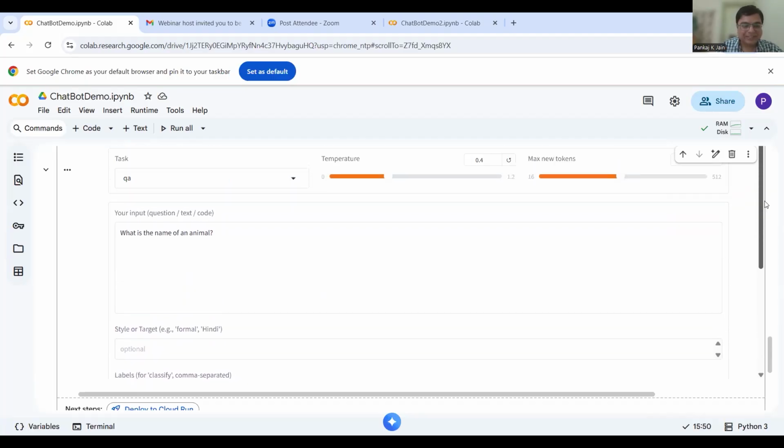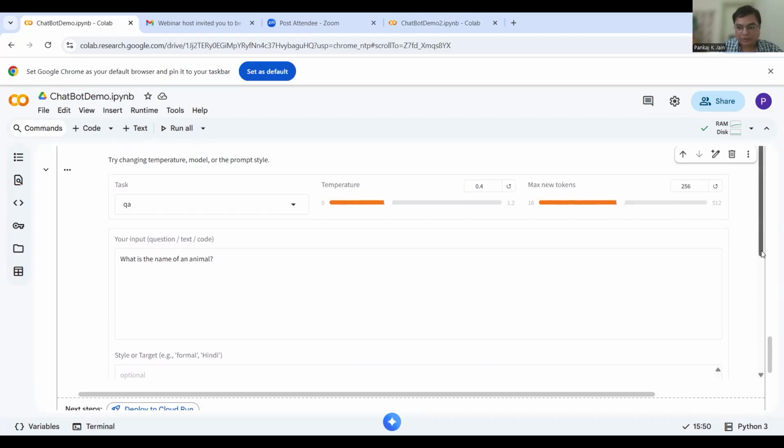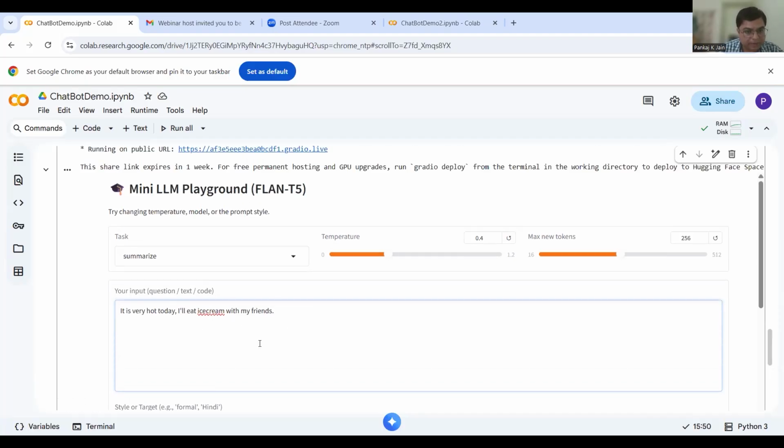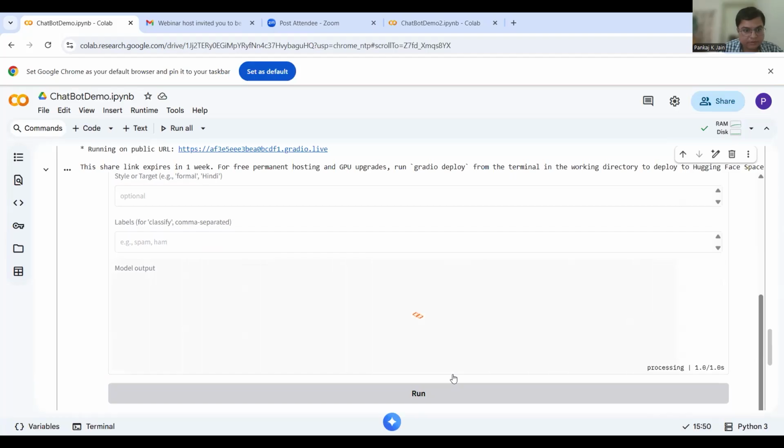Joking. So basically, it is a chatbot interface designed to give you some question answer type of task. You can change the task type from question answer, QA means question answer, to summarize type. So let's see what you can summarize. It is very hot today. I will eat ice cream with my friends. So it is summarizing your sentences here.